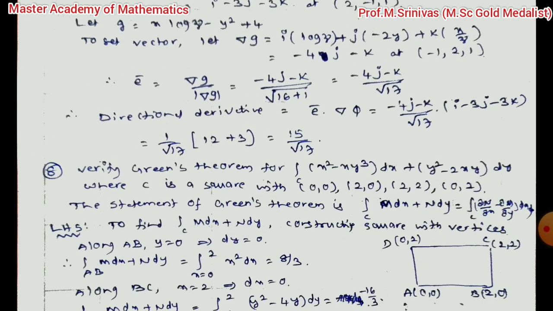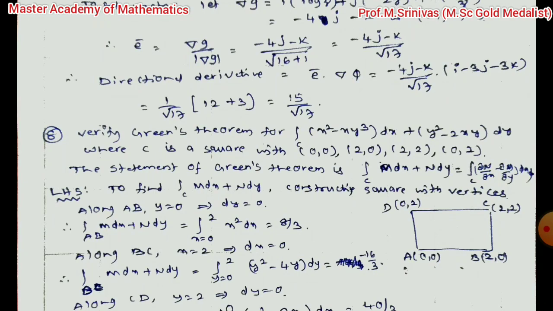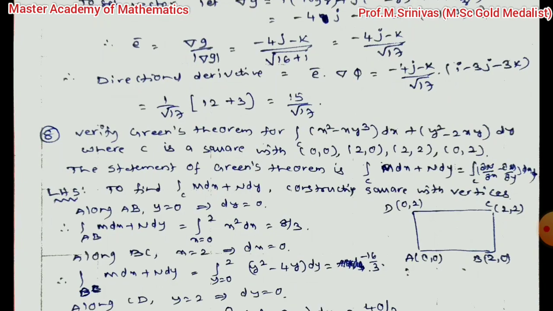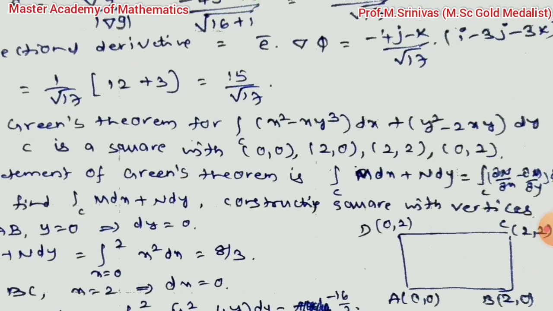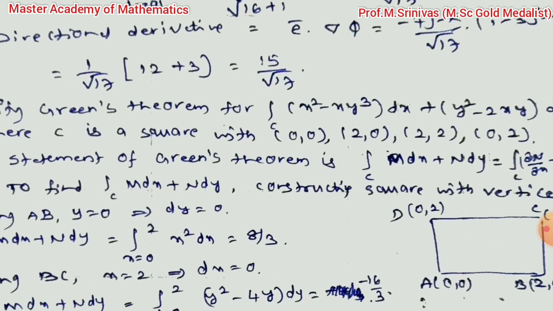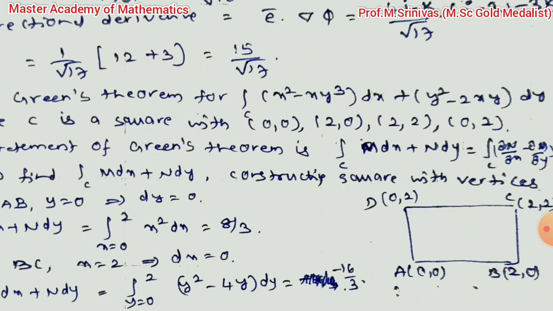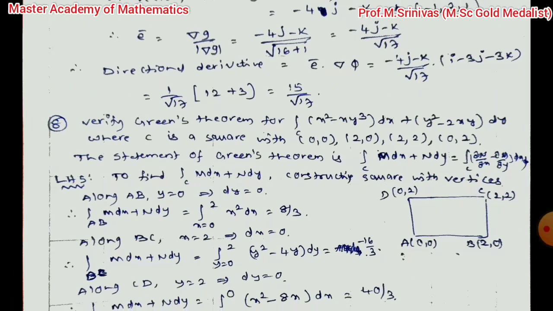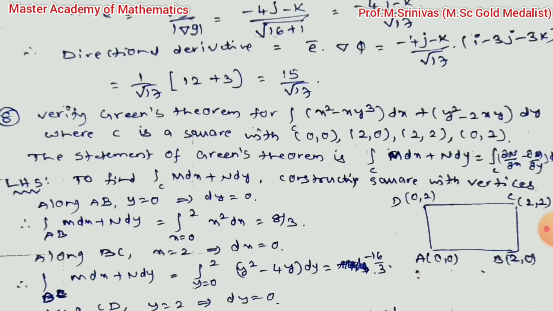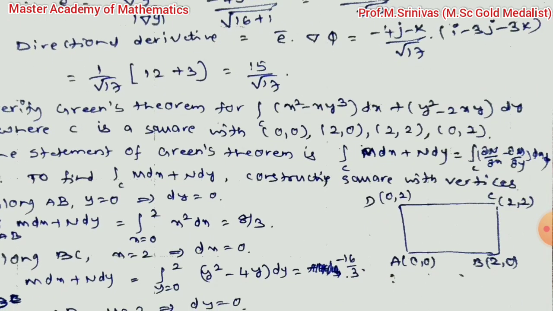Coming to the eighth problem: verify Green's theorem for the integral over C of (x square minus xy cube) dx plus (y square minus 2xy) dy, where C is the square with the vertices (0,0), (2,0), (2,2) and (0,2). Verification means you need to calculate both sides of Green's theorem. The statement is: integral over C of m dx plus n dy equals the double integral of (dou n by dou x minus dou m by dou y) dx dy.